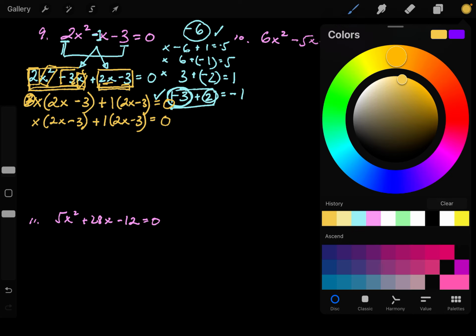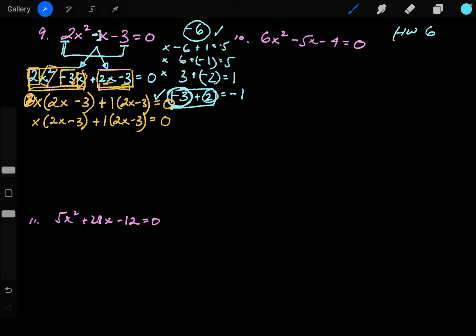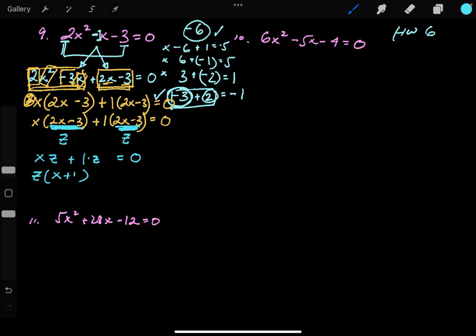You deliberately want this to be the same as this, because you can factor it out. If you're not sure, you could call it a z and look at it as x times z plus 1 times z equals 0. And again, this whole thing is like z. And you could factor out the z, you're left with z times (x plus 1) equals 0. But what was z? Z is 2x minus 3. So it's (2x minus 3) times (x plus 1) equals 0.